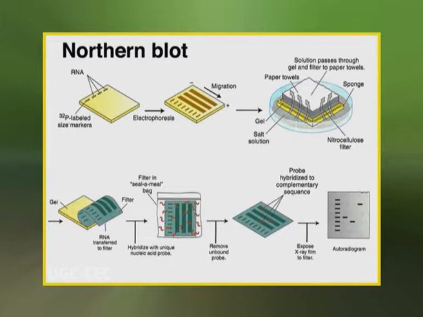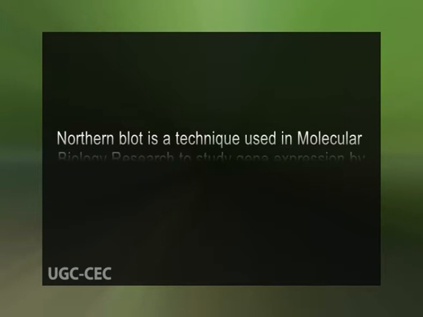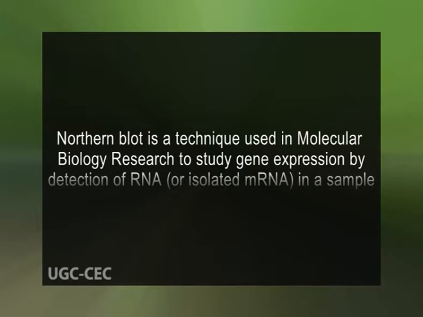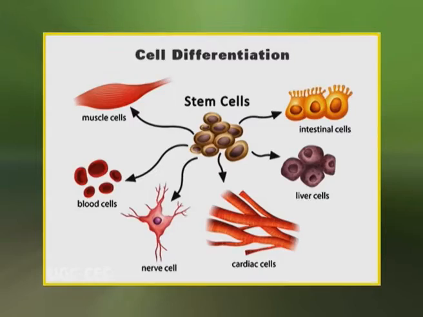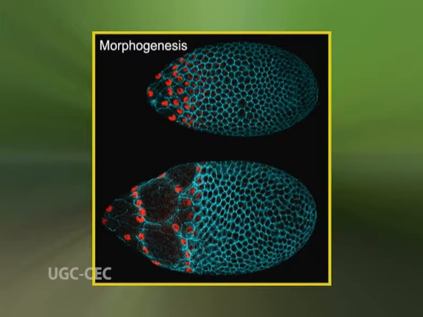The cloned gene is used as a probe and its label will highlight the mRNA in question if it is present. The Northern blot is a technique used in molecular biology research to study gene expression by detection of RNA or isolated mRNA in a sample. With northern blotting, it is possible to observe cellular control over structure and function by determining the particular gene expression rates during differentiation and morphogenesis, as well as in abnormal or diseased conditions.